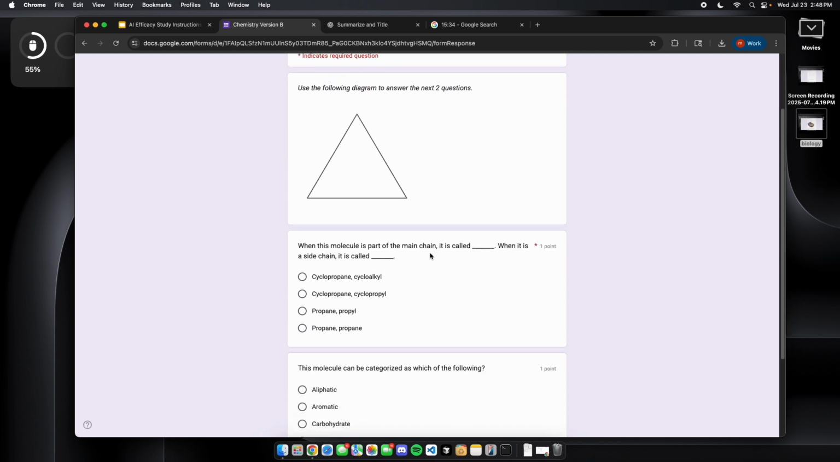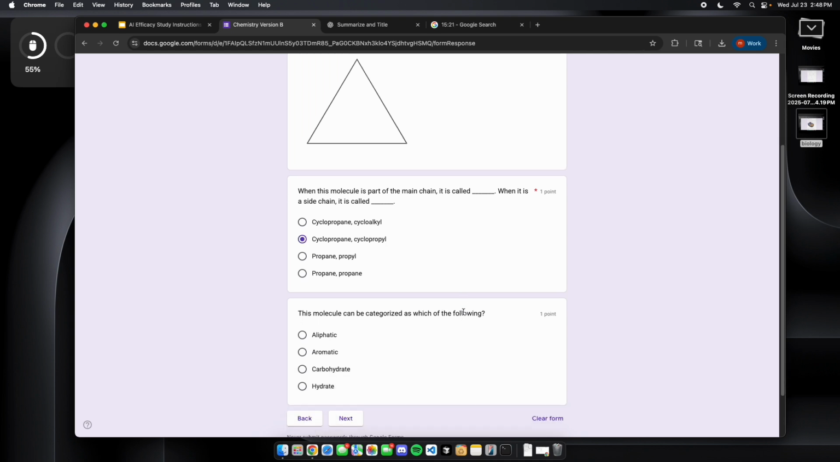Use the following diagram to answer the next 2 questions. When this molecule is part of a main chain, it is called blank. When is it a side chain? It is called, okay. Should be this one. I remember that cyclopropyl was the name of the triangle that was at the end. This molecule can be categorized as which of the following? Pretty sure an aromatic.